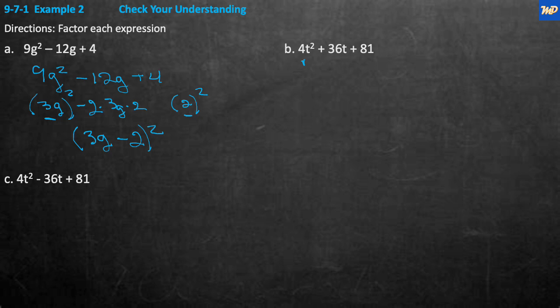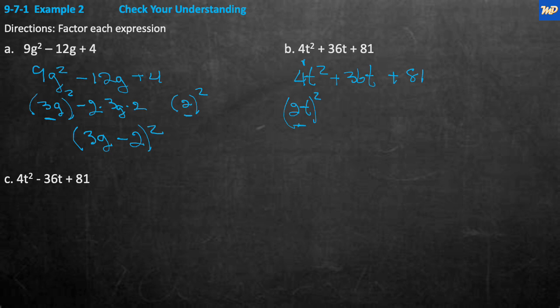81 is going to work. So let's go ahead and do it. So I'll rewrite the problem: 4t squared plus 36t plus 81. I'm going to break this 4t squared into 2t, that whole quantity squared.